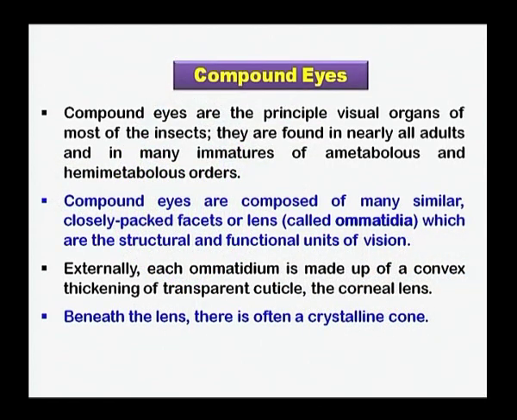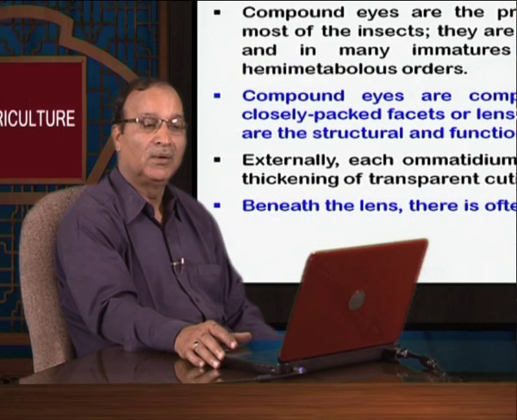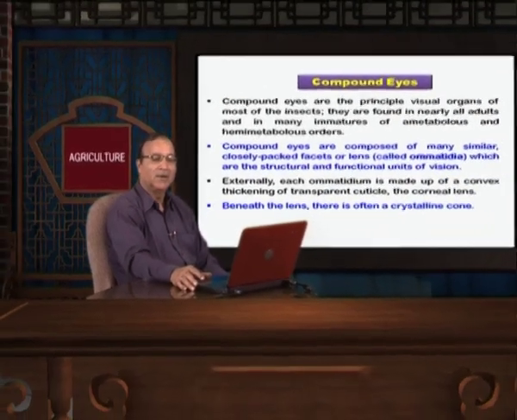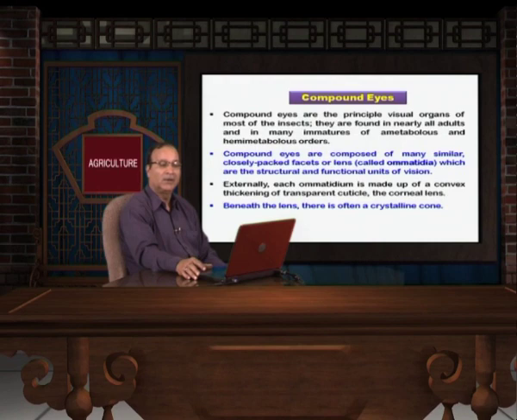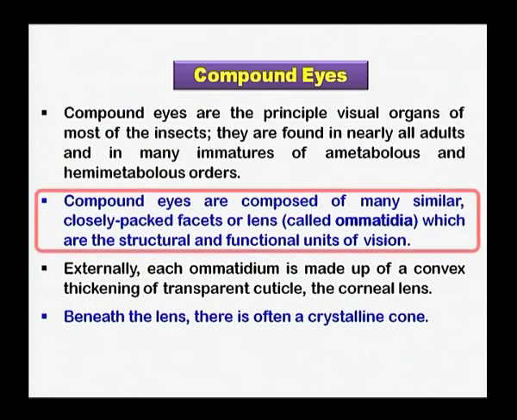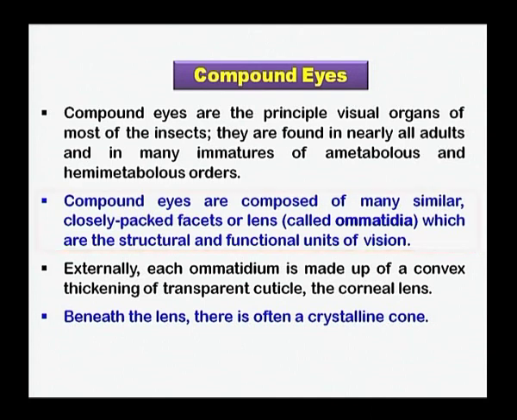Now coming to the compound eyes. The compound eyes are the principal visual organs in most insects, and they are very prominent in the adults and in many immature stages of ametabolous and hemimetabolous orders. Compound eyes are composed of many similar closely packed facets or lenses, which are called ommatidia, which function as a functional unit of vision.